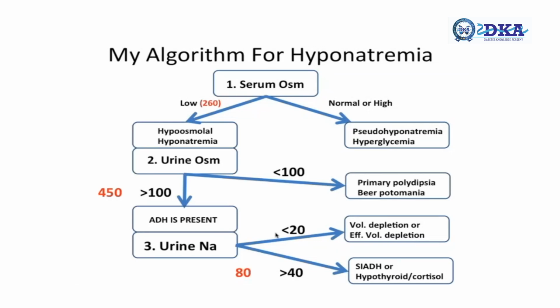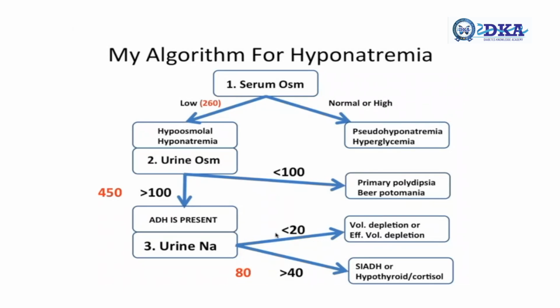Then the next step is to look at the urine osmolality. If you find the urine osmolality is less than 100, then the water diluting capacity of the body is retained. Therefore, you have a dilute urine, and your urine osmolality is low. This kind of situation happens only in compulsive water drinkers and people who consume a lot of beer, where they drink more water. Beer is just water, zero calories, and a little bit of solute. So beer potomania and primary polydipsia are good examples of a situation where urine osmolarity is very low in the face of hyponatremia.